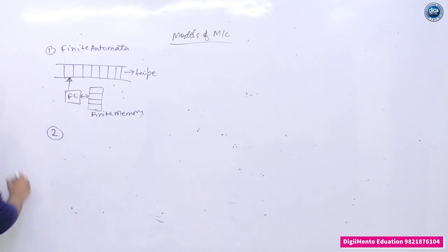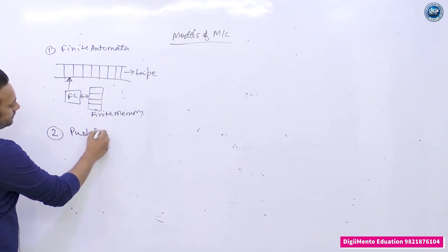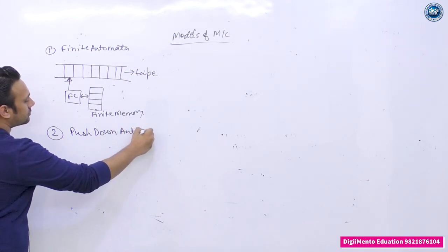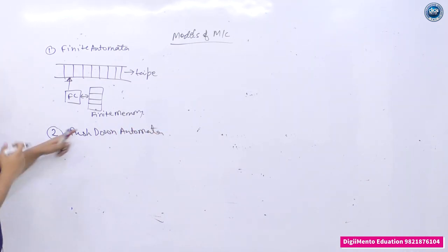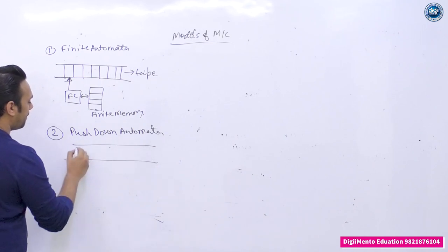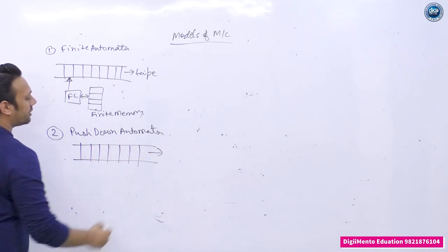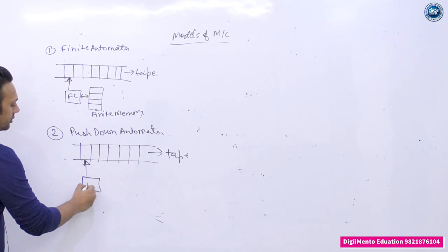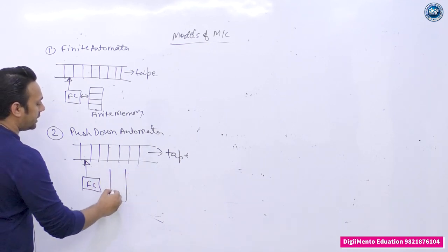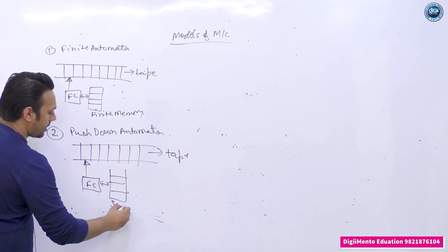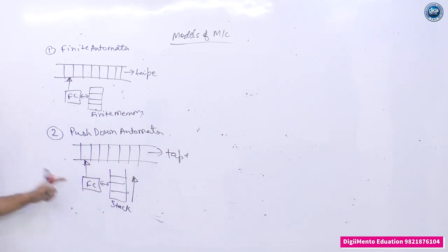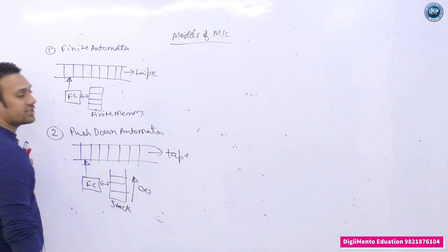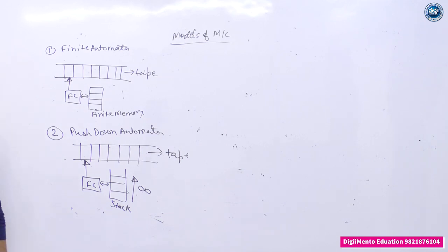Second, push down automata. So in a push down automata, we replace this finite memory with the help of a stack. So we have a tape like this, where you can load all the symbols, and this is your finite control, and with this finite control we have a stack. And you know the working of a stack, stack can go in one direction, and this is an infinite stack. That means you can store infinite amount of string here. Okay, so यहाँ पर इस stack के अंदर आप infinite amount of string को store कर सकते हैं.